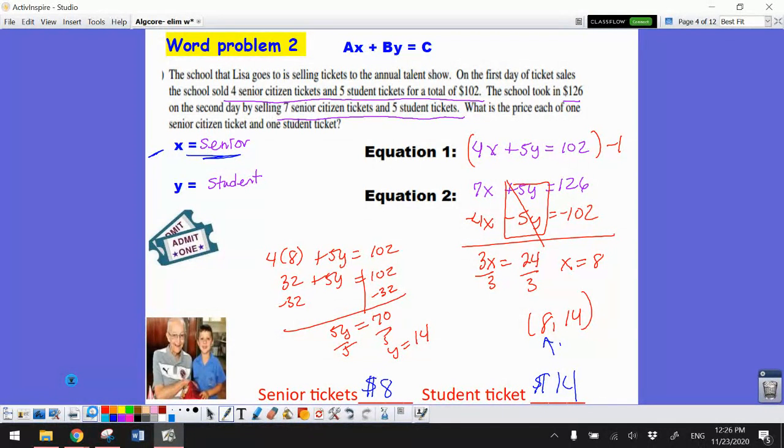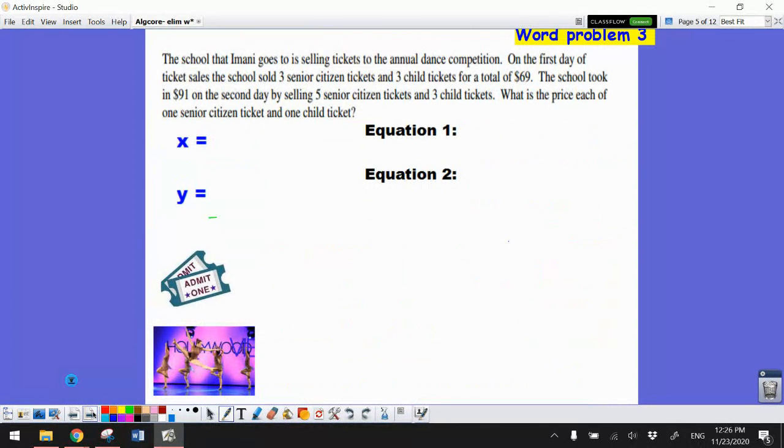Okay, one more. And then we'll cut you loose to work. So this time we're selling tickets to the annual dance competition. So on the first day of ticket sales, the school sold 3 senior citizen tickets and 3 child tickets for $69. So I know I've got seniors and child again. I'm going to go ahead and write that down. And my first equation, 3x plus 3y equals 69. The school took in $91 on the second day by selling 5 and 3. So 5x plus 3y, and I have another total.